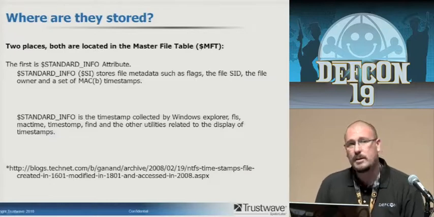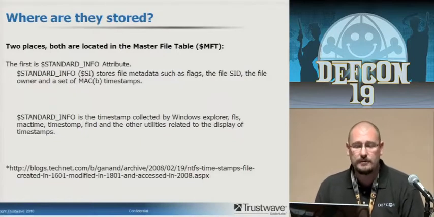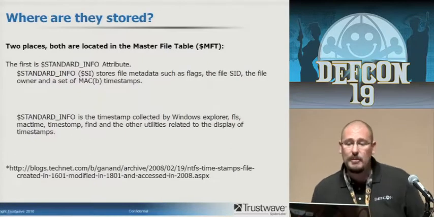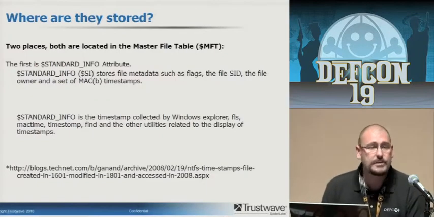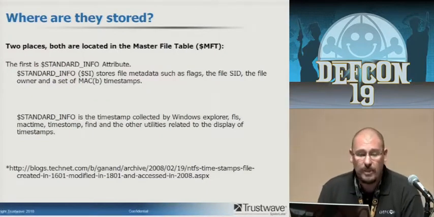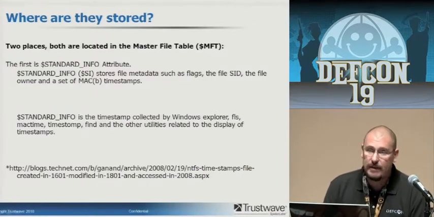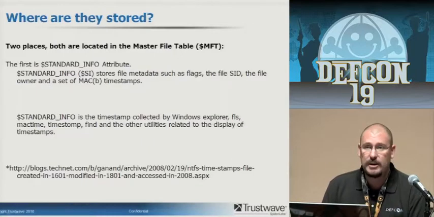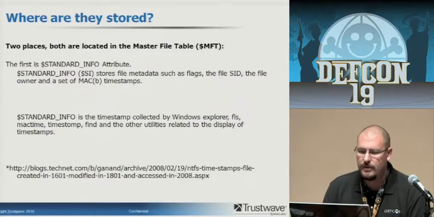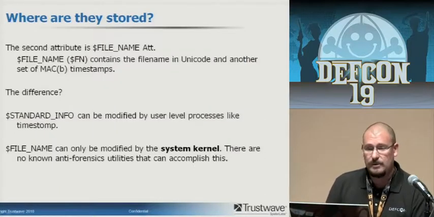So, where the timestamps are stored. They're stored in two places. They're both located in the master file table. The first is the $standard_info attribute, or the SI attribute. It stores the file metadata like flags and SID and data about data, the file owner, and one set of MAC-B timestamps. This is the timestamp that's collected by Windows Explorer when you sort by date, or by utilities like FLS and MapTime and TimeStomp. All the other utilities related to the display of timestamps, this is where they pull them from: standard info. And that did come straight from one of the TechNet blogs. I've got it referenced down there at the bottom if you want to read it.